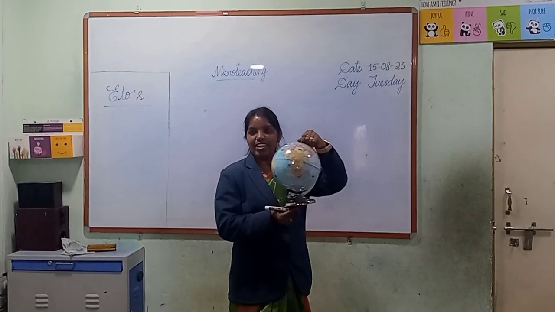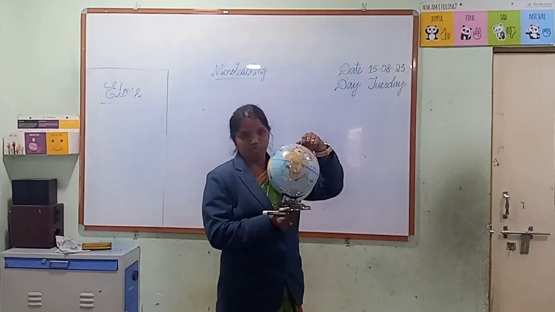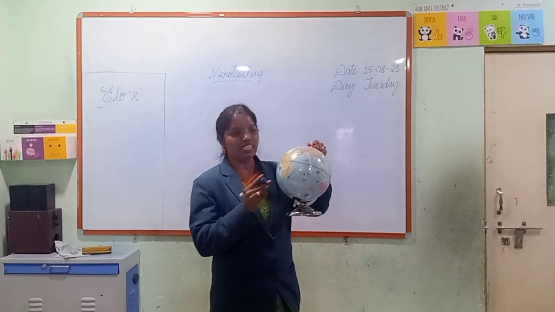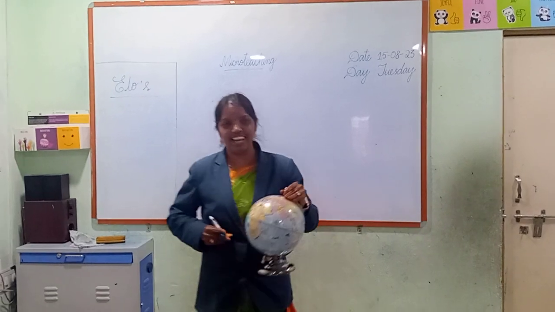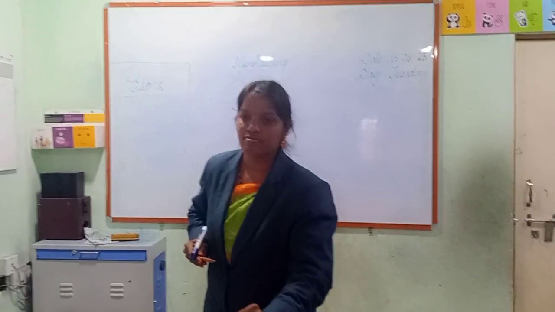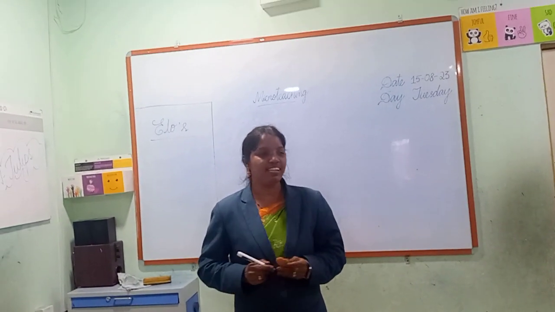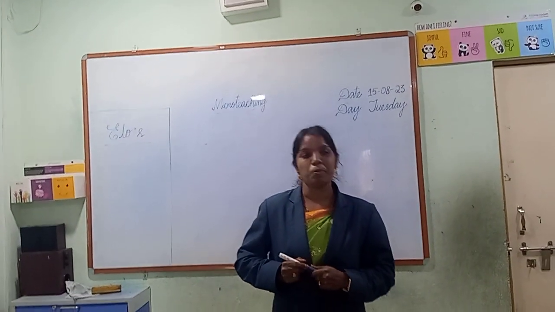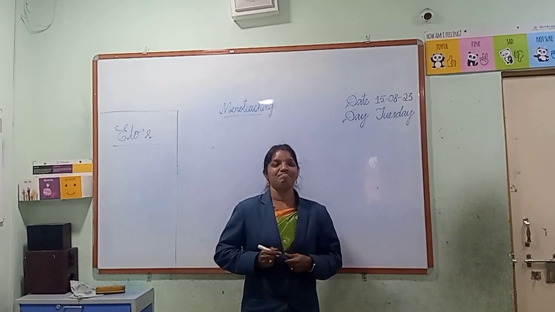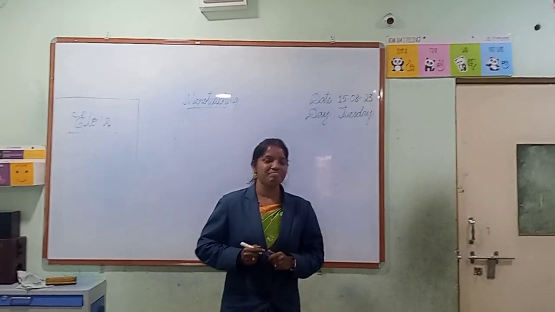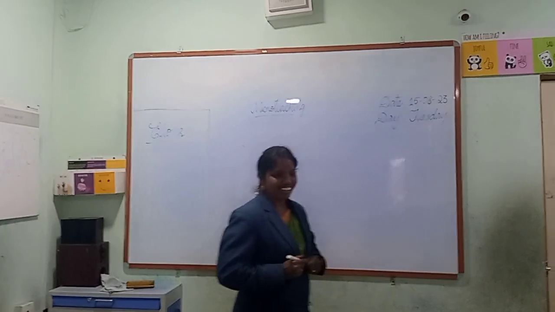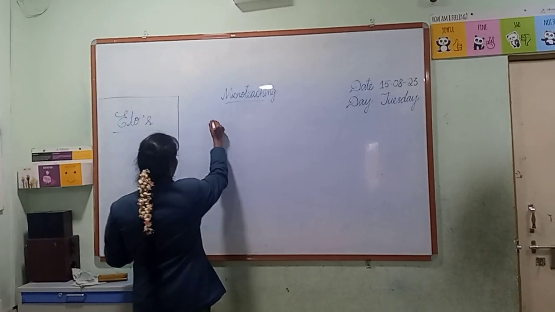So the same lines you can observe on the globe, right? Yes, ma'am. So these imaginary lines you can observe, we call them latitudes. The horizontal lines we can observe on the globe are called the latitudes. Horizontal lines. Yes, ma'am. Okay. So these horizontal lines on the globe we call latitudes.